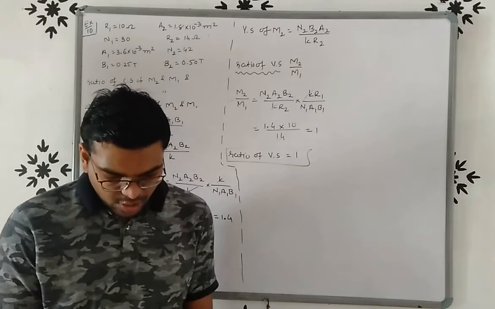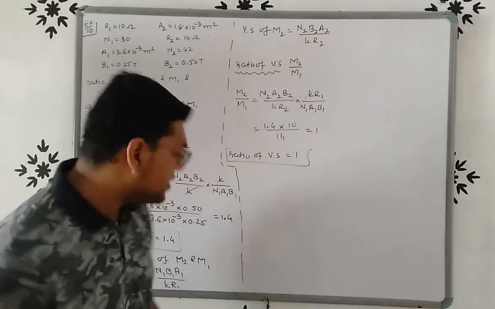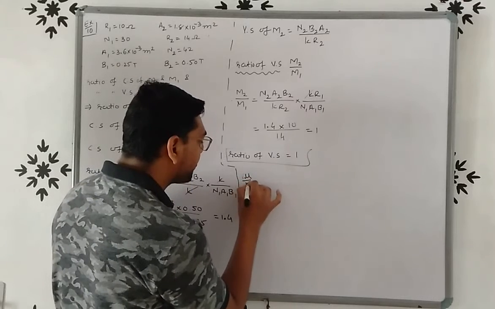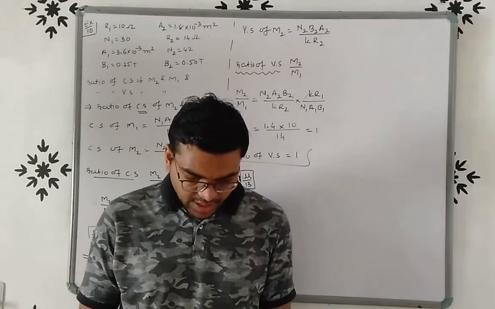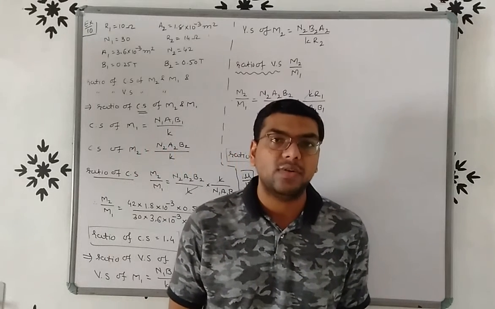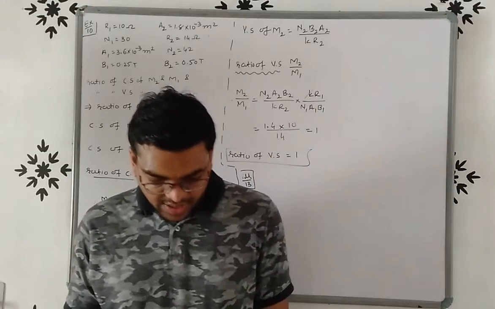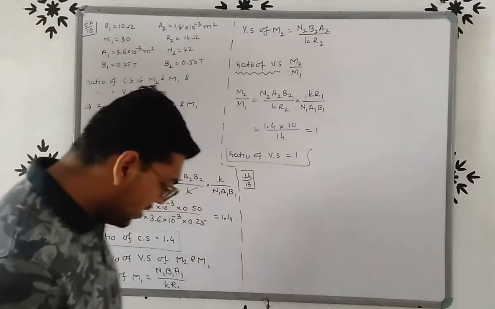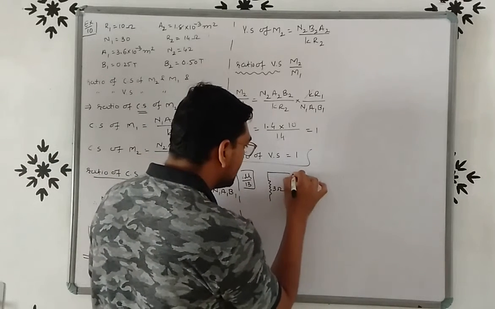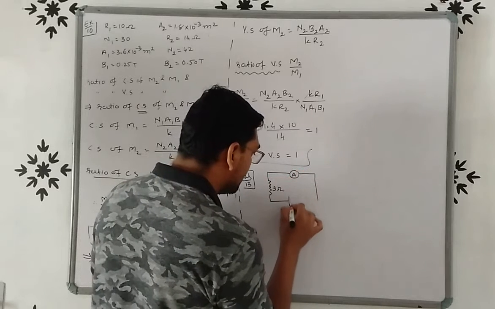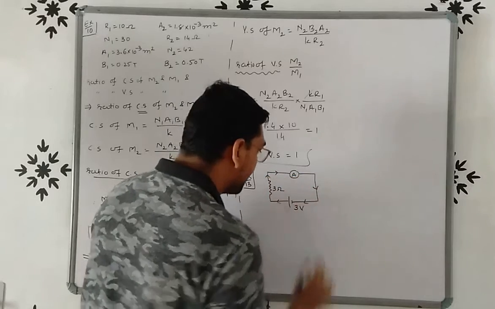Now we move forward to our last example of this chapter, that is illustration number 13. In the circuit the current is to be measured, so we have to find the value of current I. What is the value of current if the ammeter is connected as shown in the figure? The figure will be like this: this is the resistance of 3 ohm, this is the ammeter, and this is the battery having potential 3 volt. Current will flow like this.